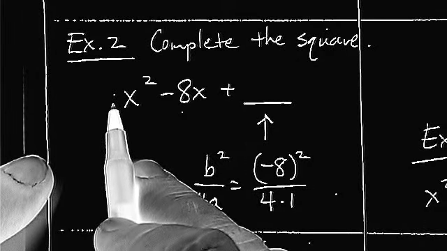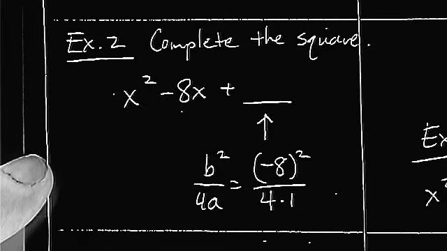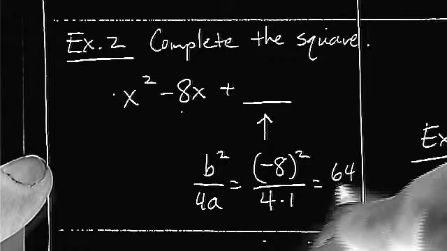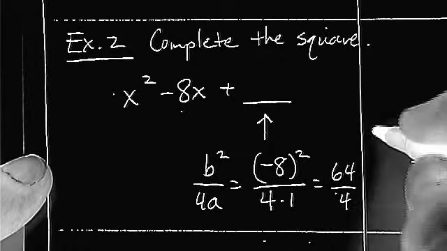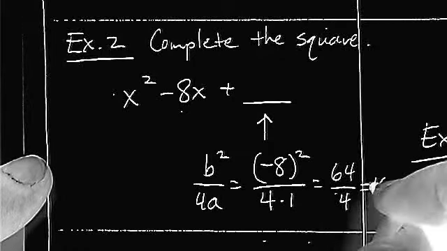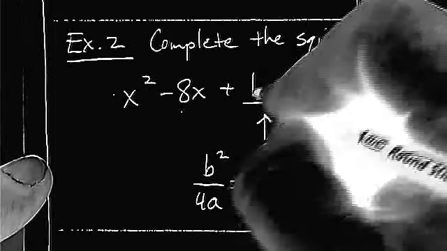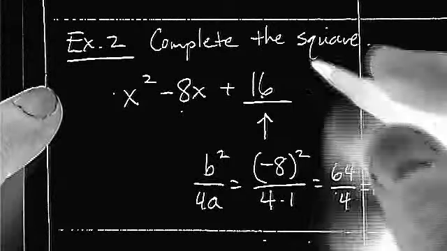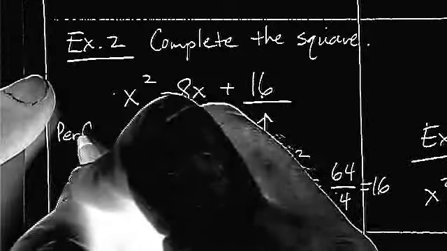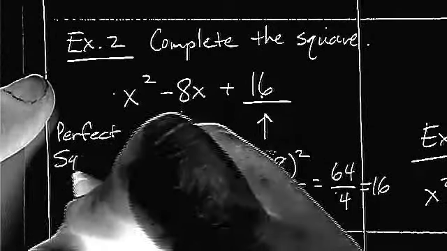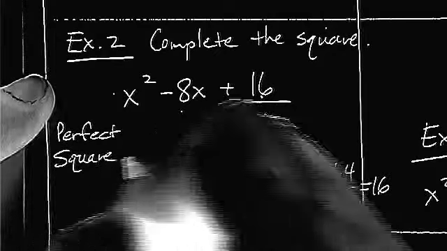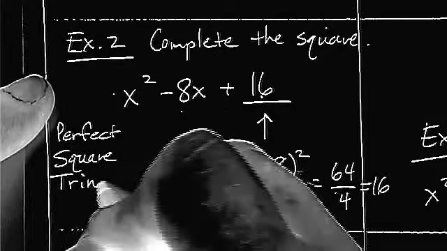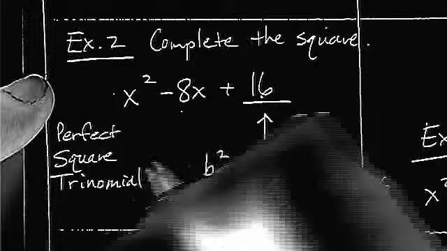We could see that the a value is 1 and the b value is negative 8. So this would be 64 over 4. We know that better as 16. So 16 would go in the blank. Now this is a perfect square. We call it a perfect square trinomial. Trinomial meaning it has 3 terms.